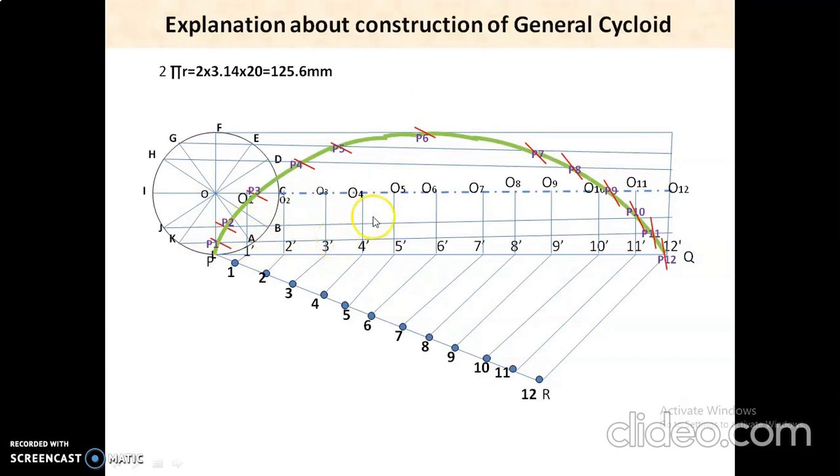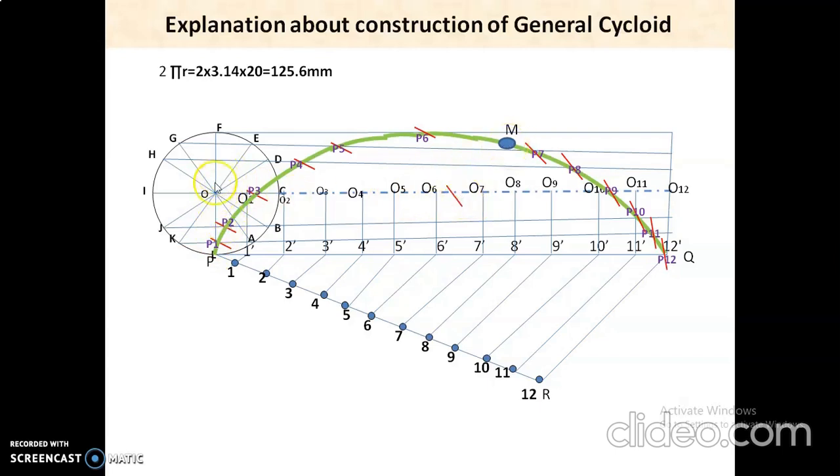Let us draw a tangent and normal line. If you want to draw a tangent and normal line for this general cycloid, first we should take a point on the cycloid curve. This is a point I am taking here. This is point M. With the help of a compass, take the rolling circle radius and cut the center line.